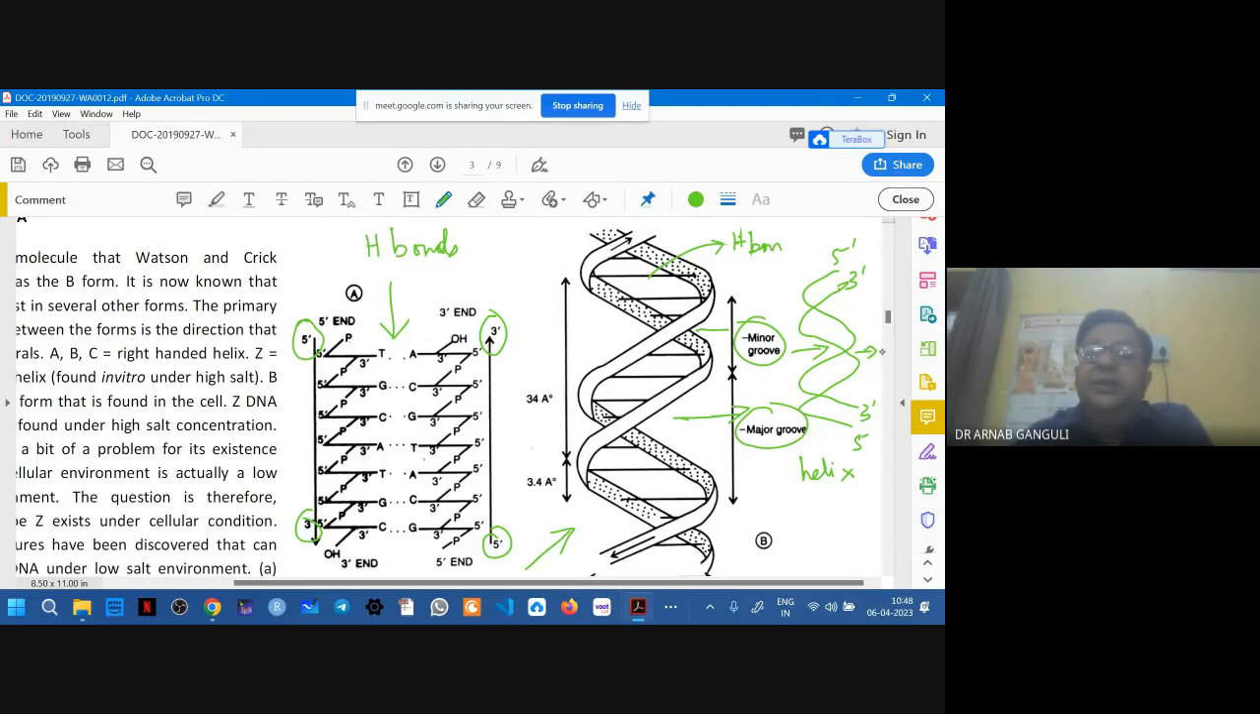So the distance from here to here, you have 10 bases, 10 base pairs. 10 bases are hydrogen bonded. And the distance is 34 angstroms, or 3.4 angstroms between one base and the other base. 3.4 angstrom is 10 to the power minus 10 meter. It is so small.